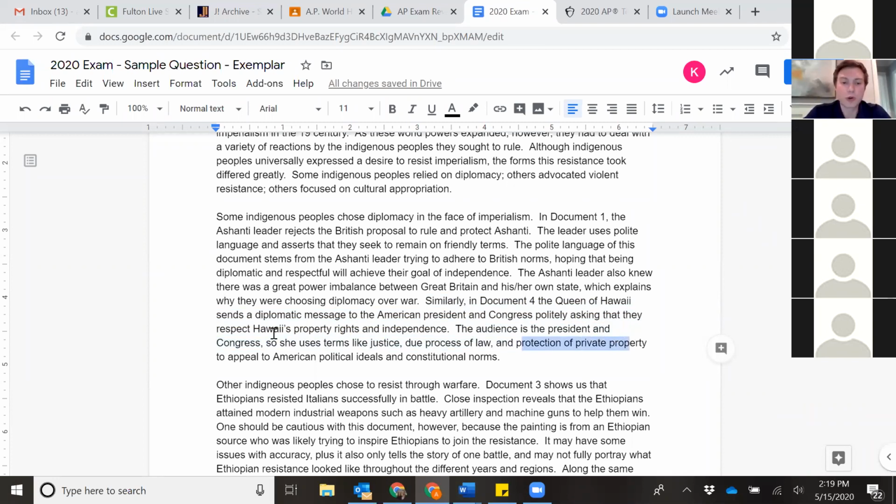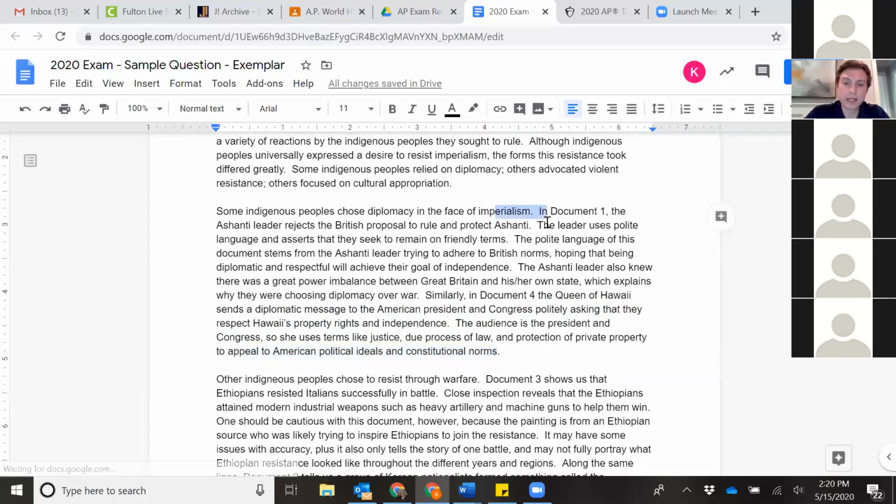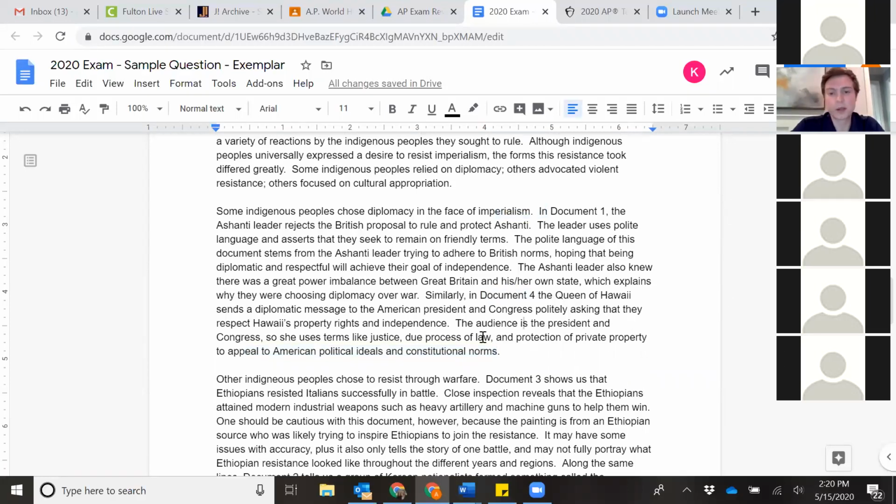She's using these like Enlightenment buzzwords, right? She's trying to appeal to the exact same phrases that you find in the American Declaration of Independence or Constitution, right? Kind of trying to speak their language and talk to them on their own terms, why they should respect Hawaii and leave it alone. So there you go. That was a paragraph in which I used document 1 as evidence, I used document 4 as evidence, and I sourced them both.